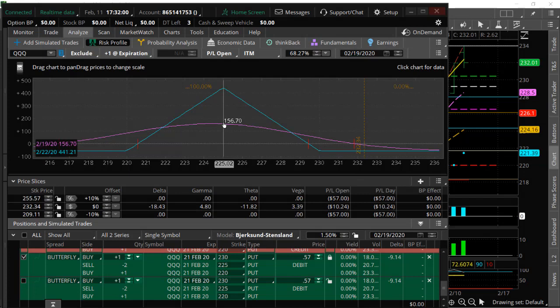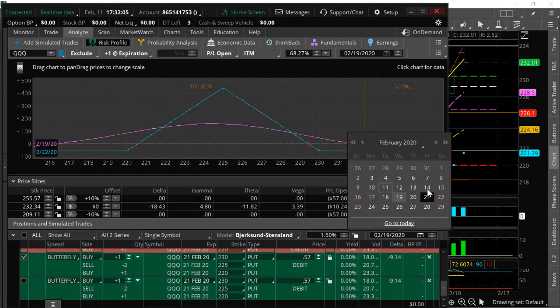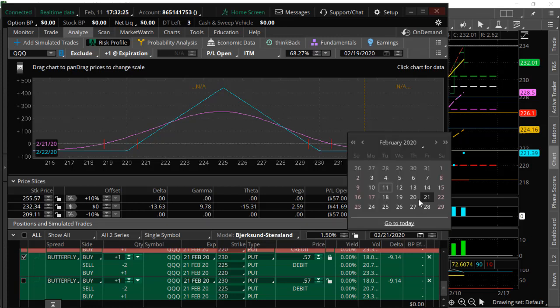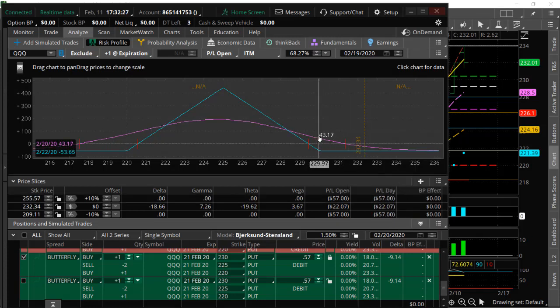If we get a move theoretically down to that 225 into next week's expiration, this would be for the 21 Feb. Theoretically, this can make as much as, if you take your spread width of $5 less your cost of 57, $443 if it got there next week, and that's a 770% return. But even if it doesn't get there, just anywhere close to the downside, let's say on the 20th next Thursday, if this gets down to 228, this will be up $115 on $57 at risk.